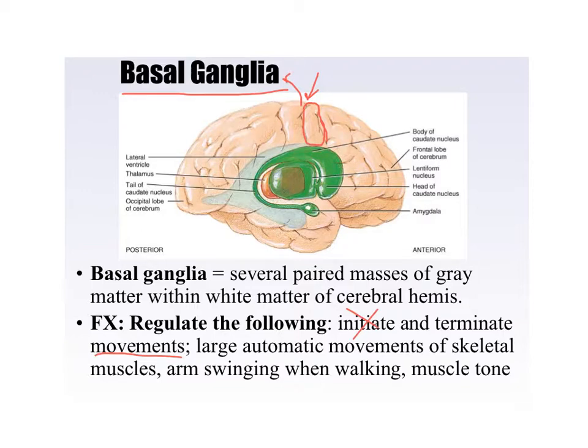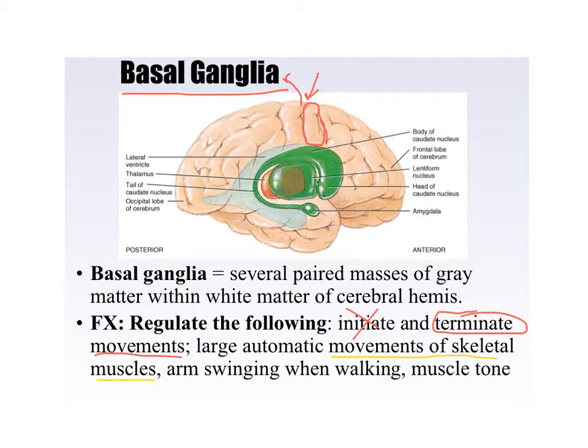Now, the basal ganglia, for the most part, terminate movements. So they can get input from the primary motor cortex, and it's the basal ganglia which kind of decides whether to continue on with that movement or to cancel it. But you do need to know that it is involved in the movements of skeletal muscles.